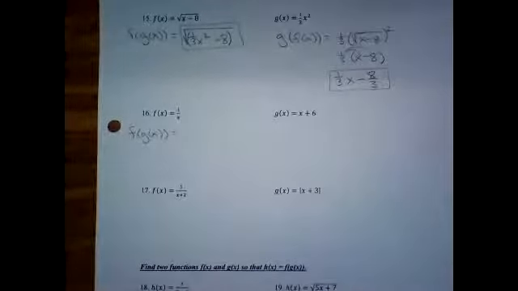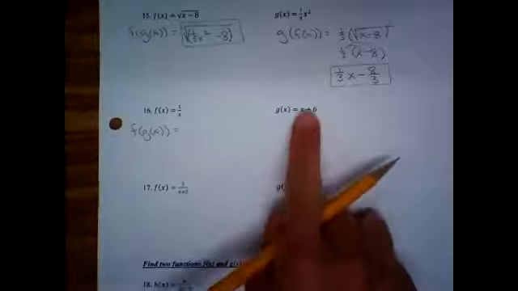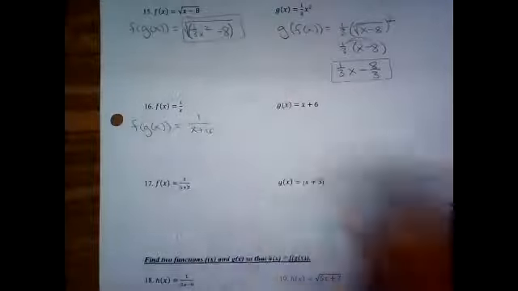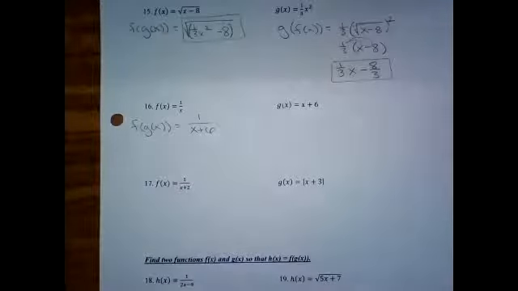All right, hang in there. There's only a couple more. F of g of x. G gets plugged into f. So this x plus 6 gets plugged in over here. So it will be 1/x plus 6. Is there anything else you can do? No, just leave it alone.